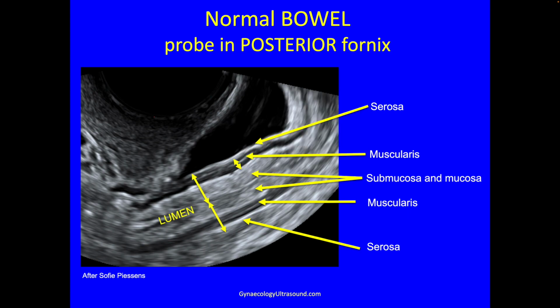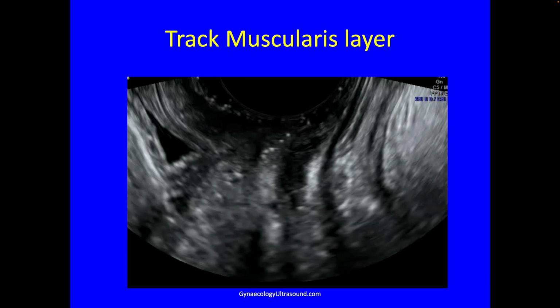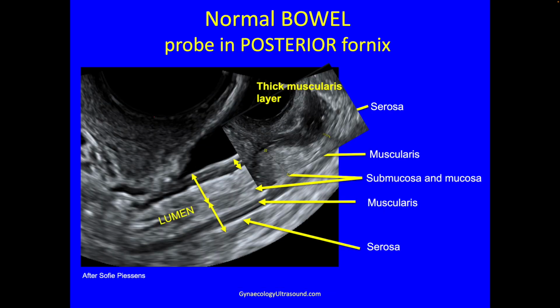The muscularis layer is the most important layer. It's easily seen because it's a triple layer. And when it's involved with endometriosis, it looks like this. It becomes a very dark hypoechoic shape outlined by white tissue. So thick muscularis layer, and you can see how I do this, how I find this layer in the next slide.